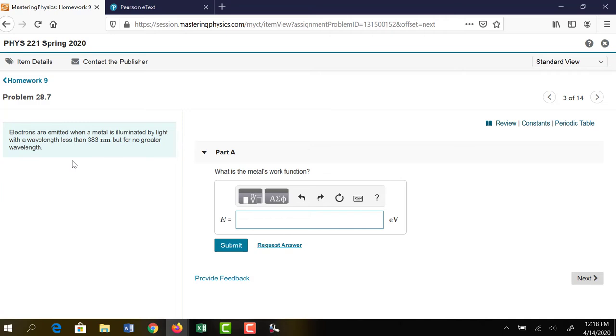Okay, and then when it asks what the metal's work function is, the work function designates the lowest amount of energy that the photon has to have. So the work function, again, is the lowest amount of energy to actually liberate the electron, and it's measured in electron volts here. Okay, let's take a look at this.